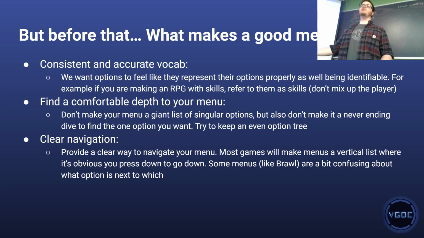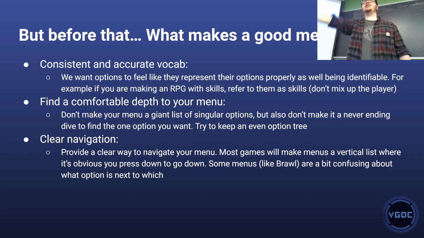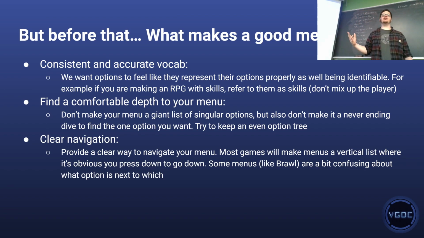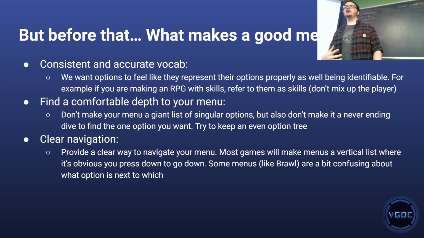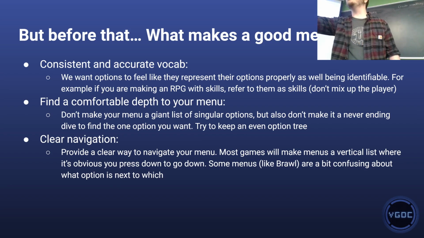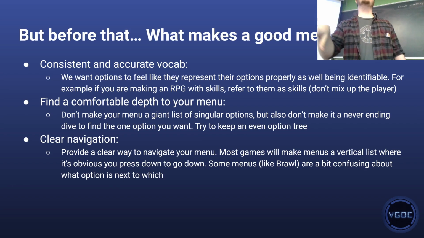Finding comfortable depth is really important. You don't want a super shallow menu where you're going through 50 options to find one little submenu. But also, you don't want two choices that branch into infinite submenus where you can't find anything. And the last one is having clear navigation. You want to be able to quickly understand, if I hit down on the controller, where am I going to go in the menu?